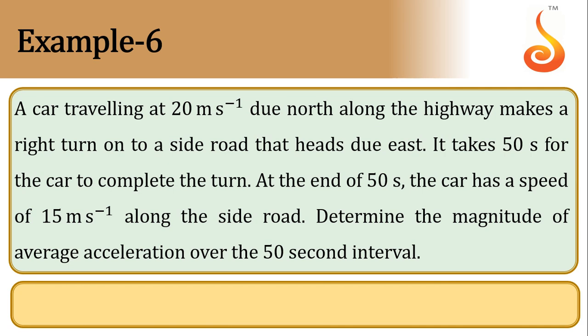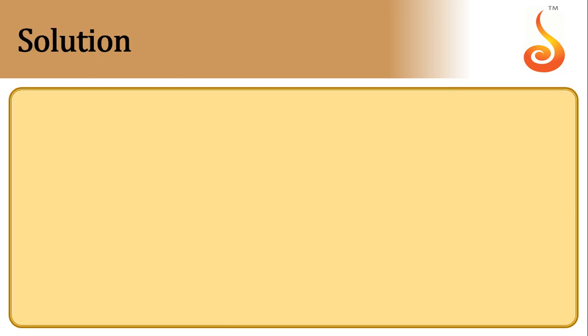A car moving at 20 meter per second due north along a highway makes a right turn onto a side road that heads due east. It takes 50 seconds for the car to complete the turn. At the end of 50 seconds, the car has a speed of 15 meter per second along the side road. Determine the magnitude of the average acceleration over the 50-second interval.